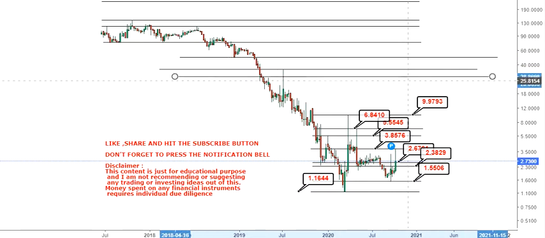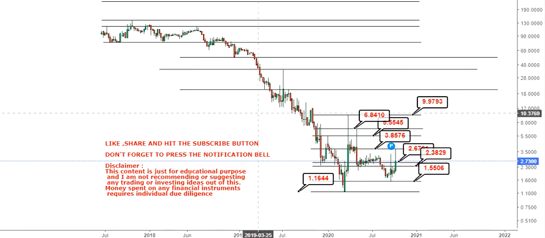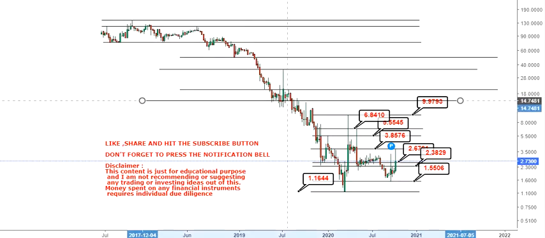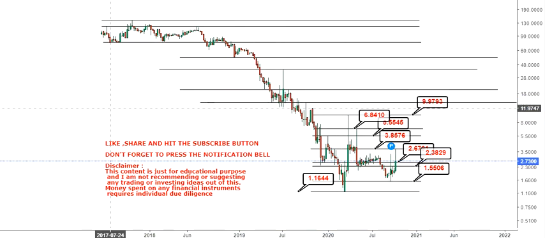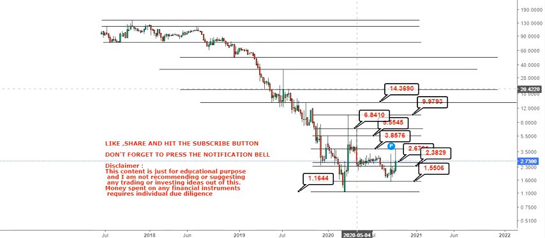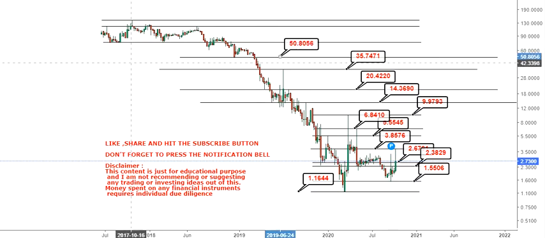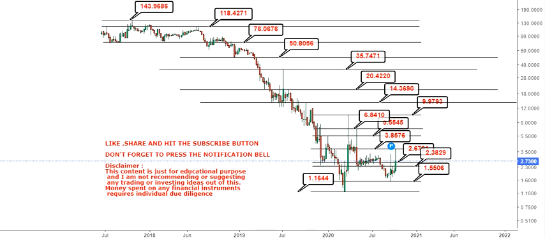When this kind of bounce back happens, to make it more sustainable, or to call it a rebound, the stock needs to crawl lots of levels one after another on the upside. So there is a big if: if the stock closes above $10, then it may go towards $14, then $20, then $35, then $50, then $76, then $118, and finally the previous high of the year 2017 was $143.